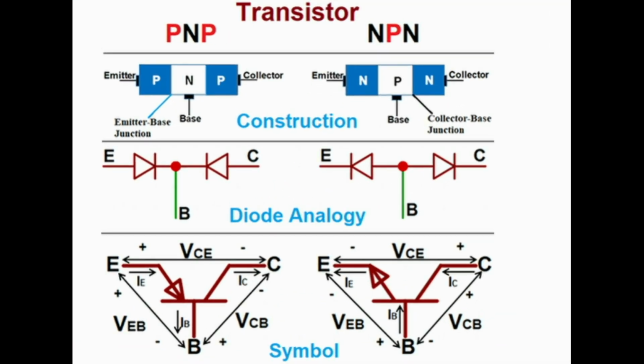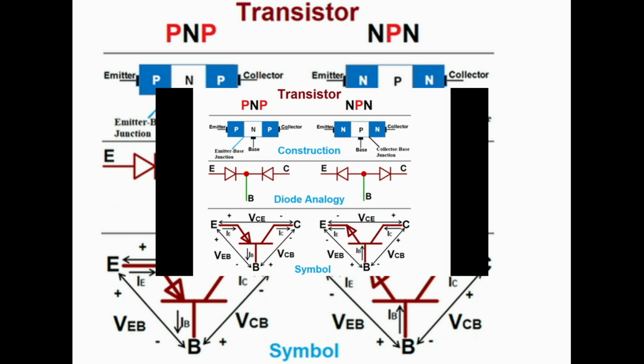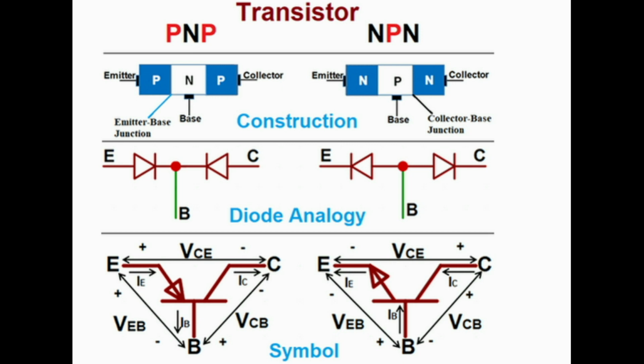Construction of bipolar junction transistor. The BJT is formed by three layers of semiconductor materials. If it is a PNP transistor, it will have two p-type regions and one n-type region. Likewise, if it is an NPN transistor, it will have two n-type regions and one p-type region. The two outer layers are where the collector and emitter terminals are fixed, and the base terminal is fixed at the center layer.